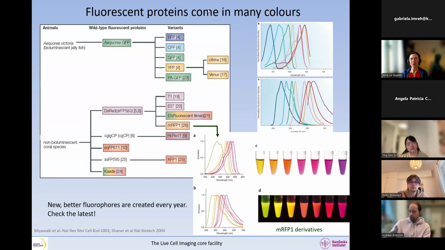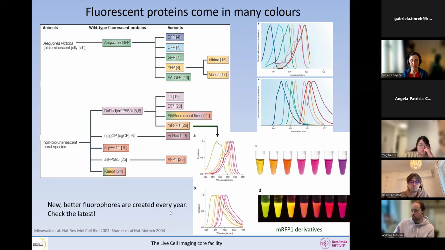So the fluorescent proteins come in many colors, the dyes as well. Lots of different colors. They basically started being evolved from jellyfish or also corals, and that gives an enormous tree of different types of fluorescent proteins. And over the years, more and more have been evolved that we can excite at different wavelengths, that fluoresce at different wavelengths. So new and better fluorophores are created every single year.